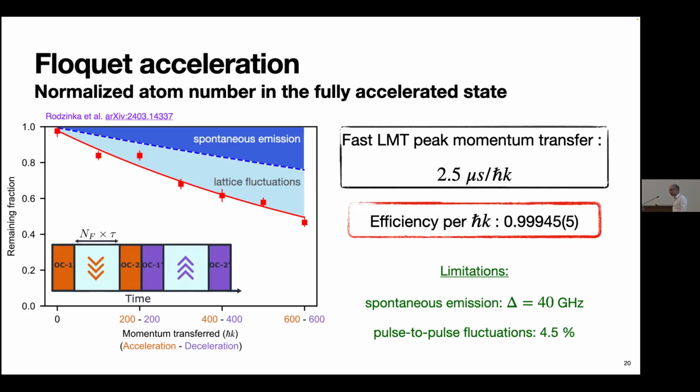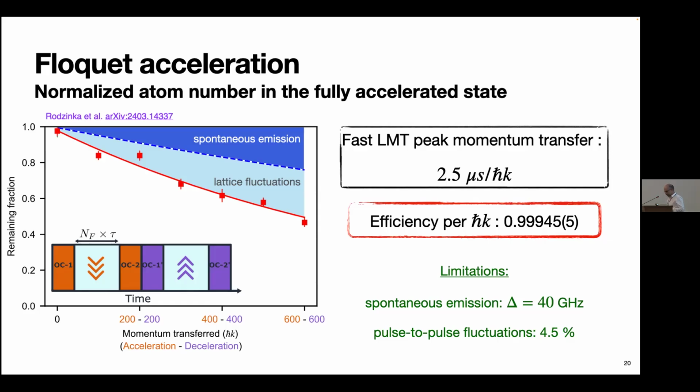Regarding the spontaneous emission, we could increase the detuning compared to the excited states, as this is achievable with the laser systems that exist in other labs. And for the pulse-to-pulse fluctuation, to reach that limit we implemented a 4% amplitude fluctuation. But it could also be due to phase fluctuation. We are still investigating that limit.